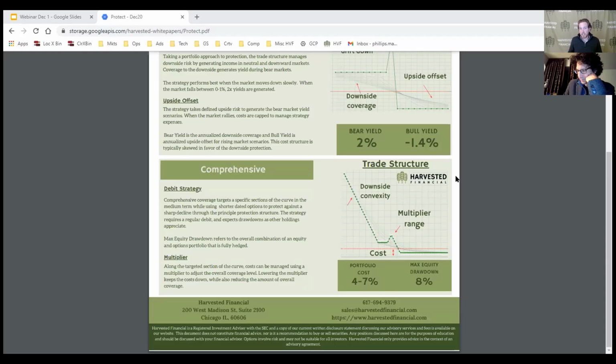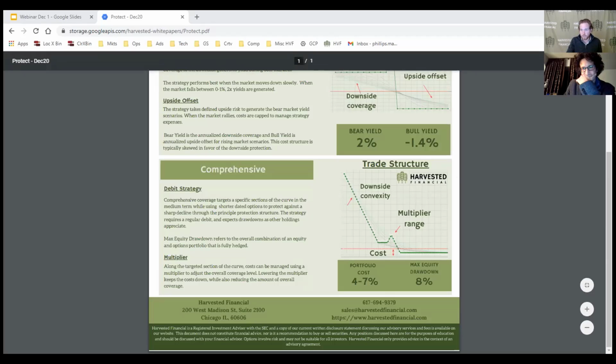However, if you have an isolated scenario, perhaps you have equity that is particularly concentrated, whether it's inherited, whether it's company stock, a variety of different reasons why you might be looking for a little bit more capital security in your position. The comprehensive protect structure provides that debit exposure, so you're going to be paying for this over time, but we do play around with managing that cost through really two different features here.